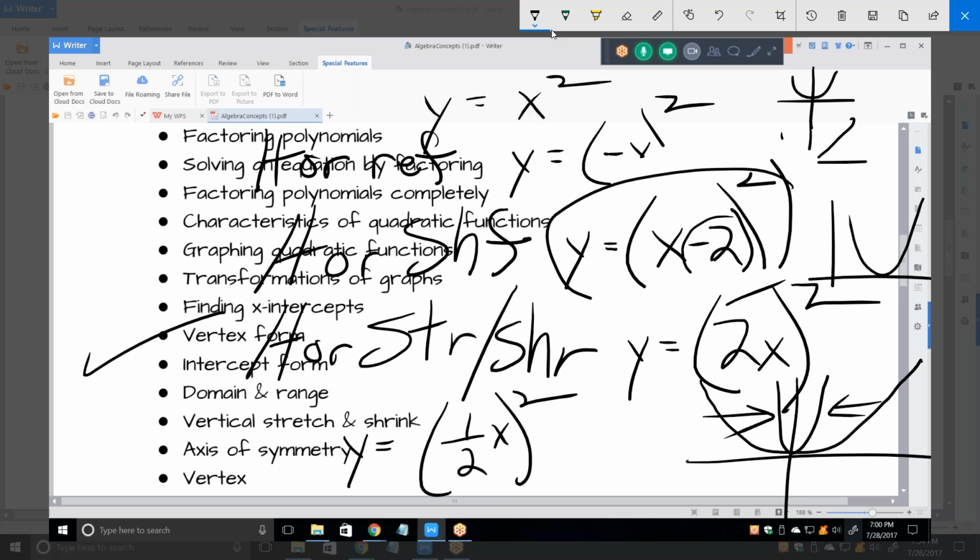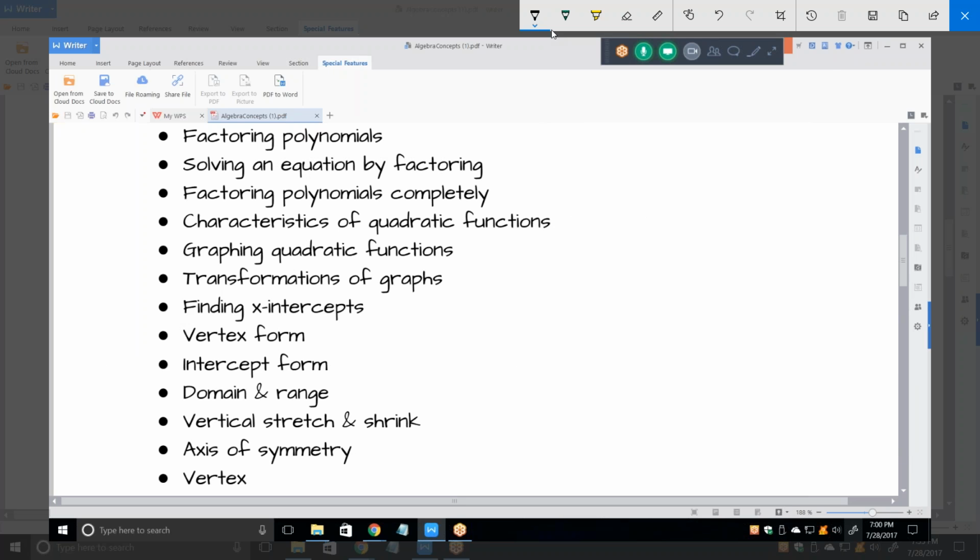So whether you look at it vertically or horizontally, the most important thing to remember is that when you're looking at vertical, it's a stretch if it's greater than 1. If you're looking at horizontal, it's a horizontal shrink if it's greater than 1. So they work in opposite manners. So it's very important that you realize whether you're dealing with a vertical stretch or a horizontal stretch, because they do the opposite things. And that's it. Okay?